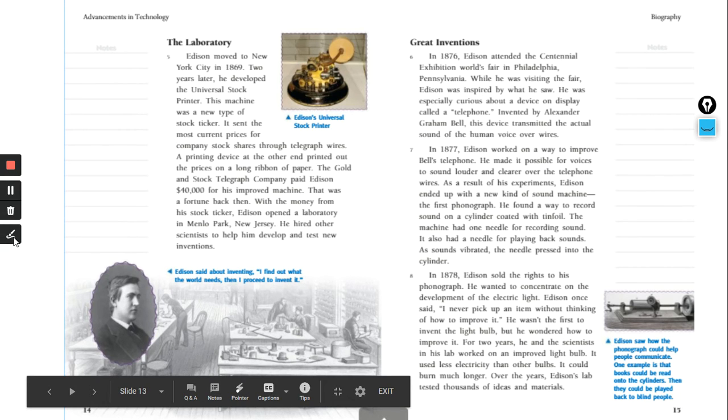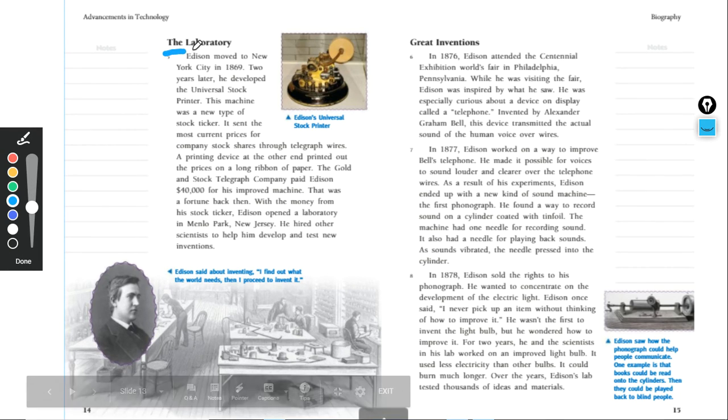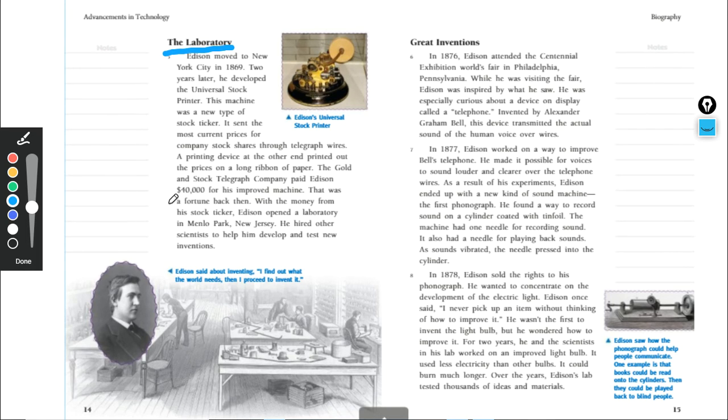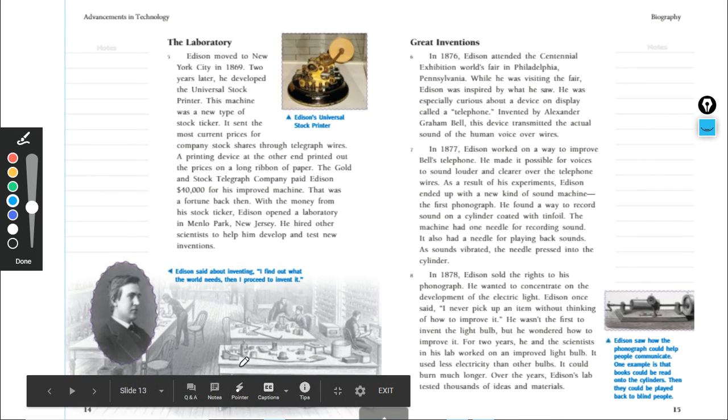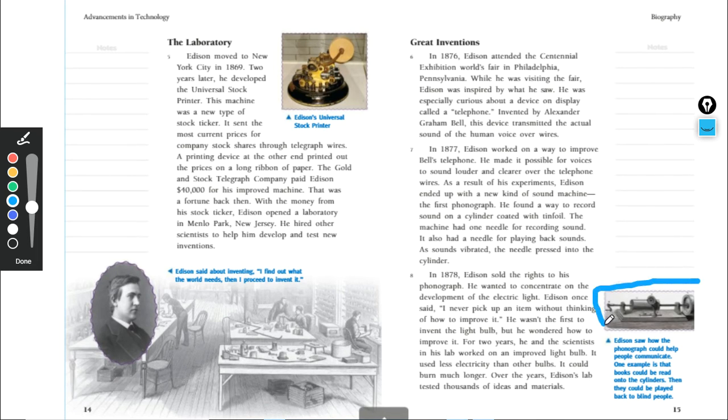I see the laboratory as a heading. So this section's probably all about the lab. I see a photograph and it says Edison's universal stock printer as a caption. So that lets me know this is actually a picture of a universal stock printer. So that could be an invention that definitely was super important. I see a photograph of him. I see a drawing here, but I don't really see inventions here. I see another photograph right here.